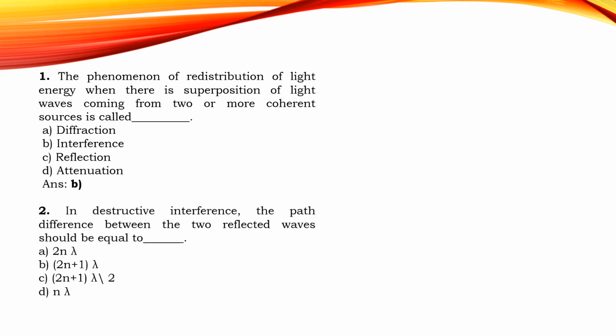Next is in destructive interference, the path difference between two reflected waves should be equal to, and the options are 2n lambda, (2n+1) lambda, (2n+1) lambda by 2, and lambda. And the right answer is option C, that is (2n+1) lambda by 2.